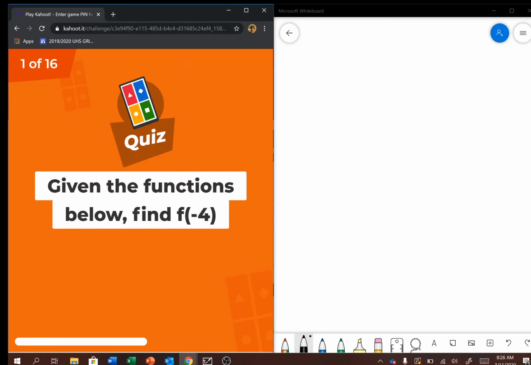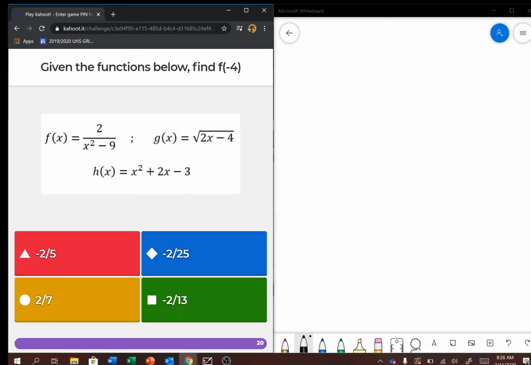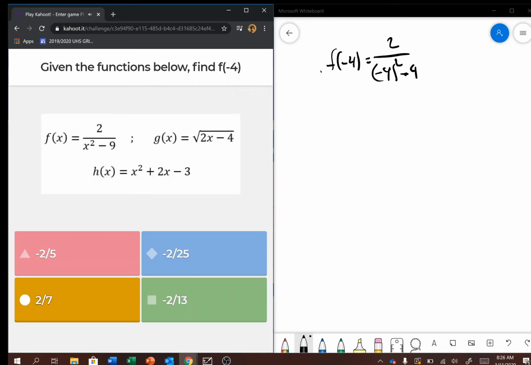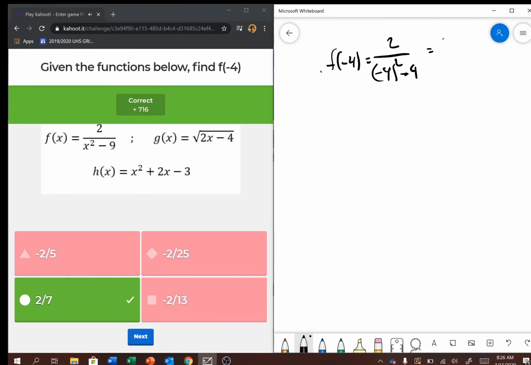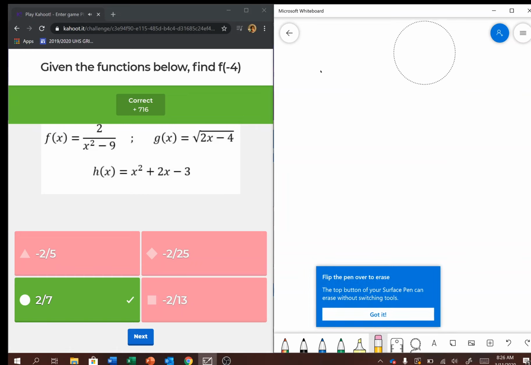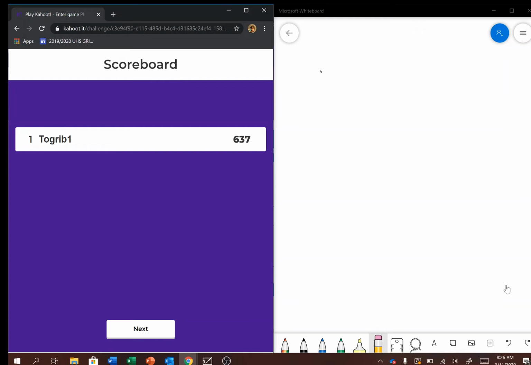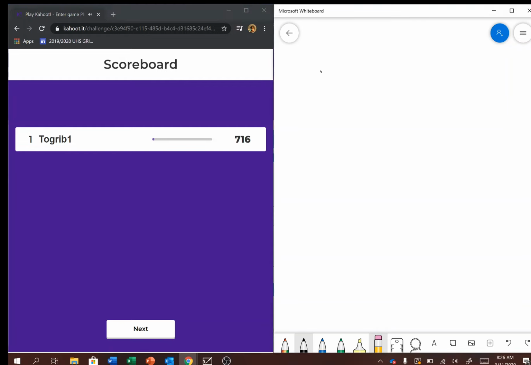Given the functions below, find f of -4. F of -4 is 2 divided by -4 squared minus 9. 16 minus 9 is 7. 2 over 7. Boom.